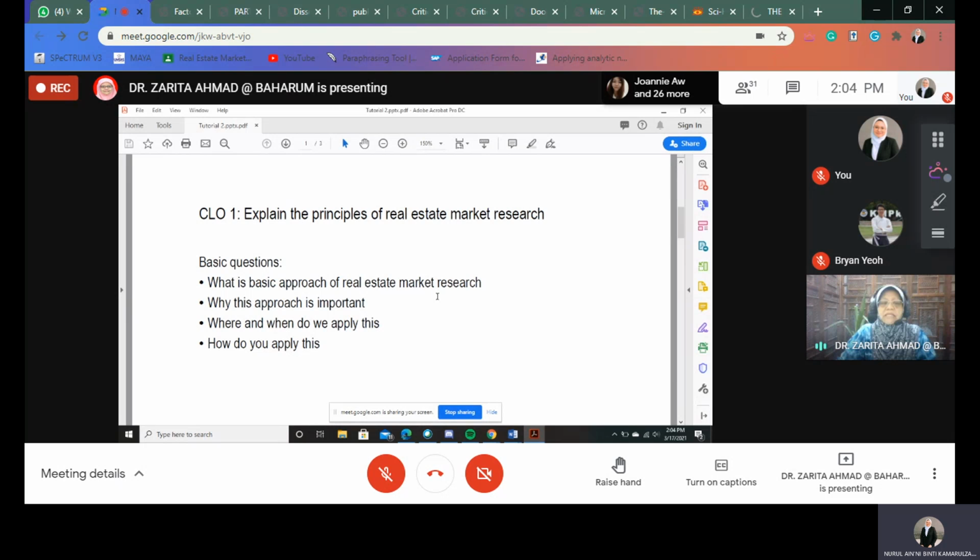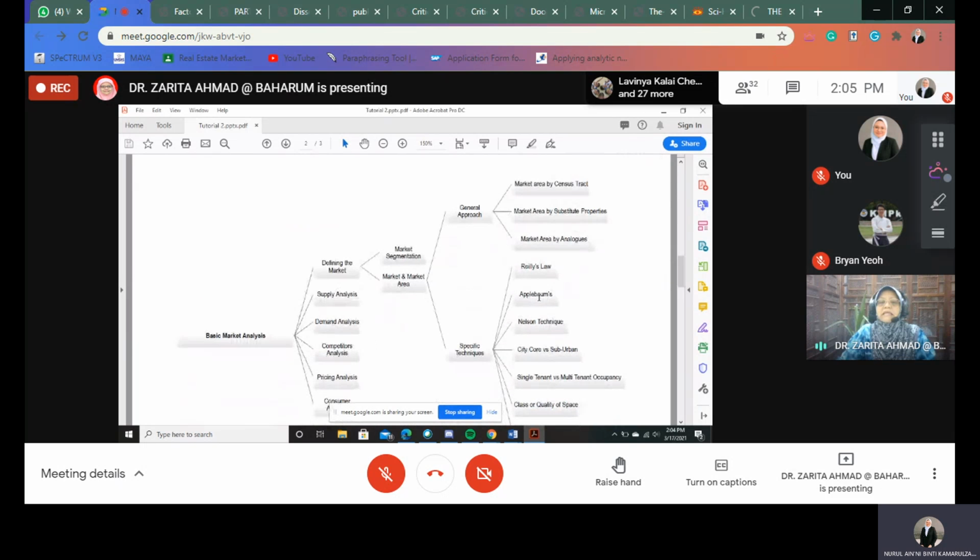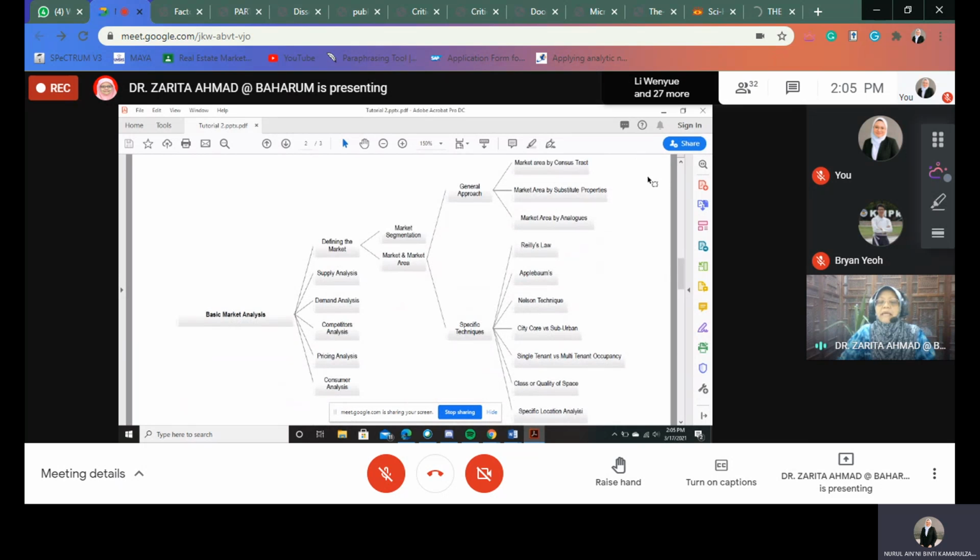We are talking about why these particular approaches are important, how, where and when do we need to apply those, how do you apply this and stuff like that. So I've highlighted it in a diagram form that will be easier for you to do your revision later. You're talking about the basic market research.